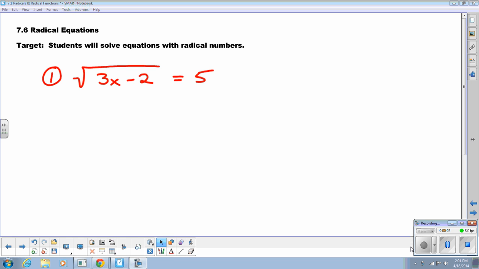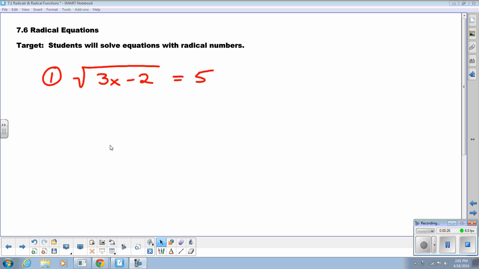Now that we've done a lot of work with our product rule and quotient rule, the next step is how we use radicals within our equation skills. So we're going to spend lesson 7.6 working with how to solve equations that have radicals in them. Take a moment and copy down number 1 here, and then I'll show you how to solve this equation with the radical in it.